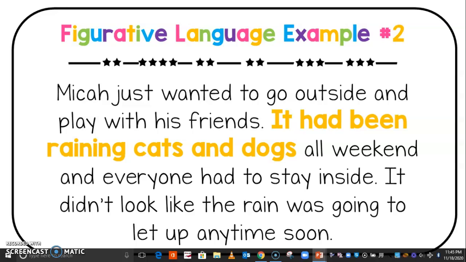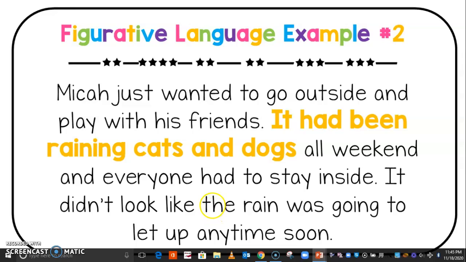How about example number two? Micah just wanted to go outside and play with his friends. It had been raining cats and dogs all weekend and everyone had to stay inside. It didn't look like the rain was going to let up any time soon. Figurative language: it had been raining cats and dogs. How does that change your mental movie in your head? It really paints the picture that it wasn't just a little sprinkle, not just a little bit of rain. This was a really big storm. It was raining very hard. So figurative language helps you see that picture a little bit better.